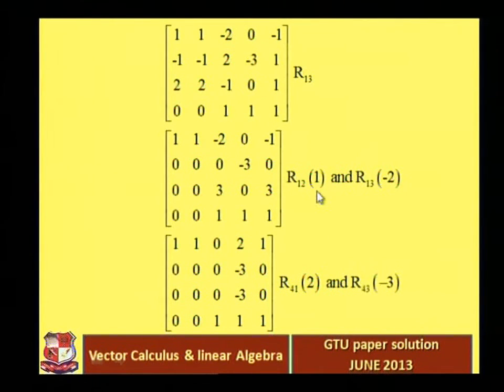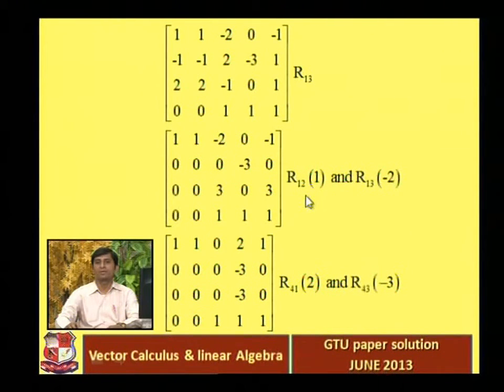Now the next process: we multiply the first row with 1 and add it to the second row. In the second row, minus 1 plus 1 is 0, minus 1 plus 1 is 0, 2 minus 2 is 0, minus 3 plus 0 is minus 3, and 1 minus 1 is 0. The first row is as it is, 1, 1, minus 2, 0, minus 1.